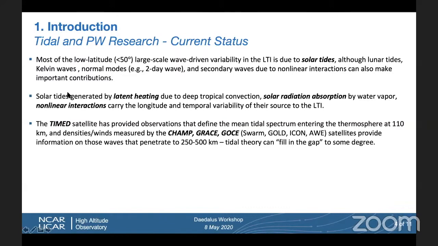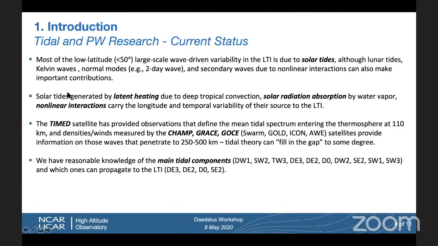And then we have used tidal theory for filling the gap to a certain degree, but we lack good measurements between 110 and 250 kilometers, which are really needed to understand a lot of the wave propagation characteristics. So we know what the main tidal components are, and we know also which ones are highly capable of propagating to the LTI region. For example, the diurnal eastward 3 tide, that is the main source of wave 4 longitudinal structure in the LTI region.